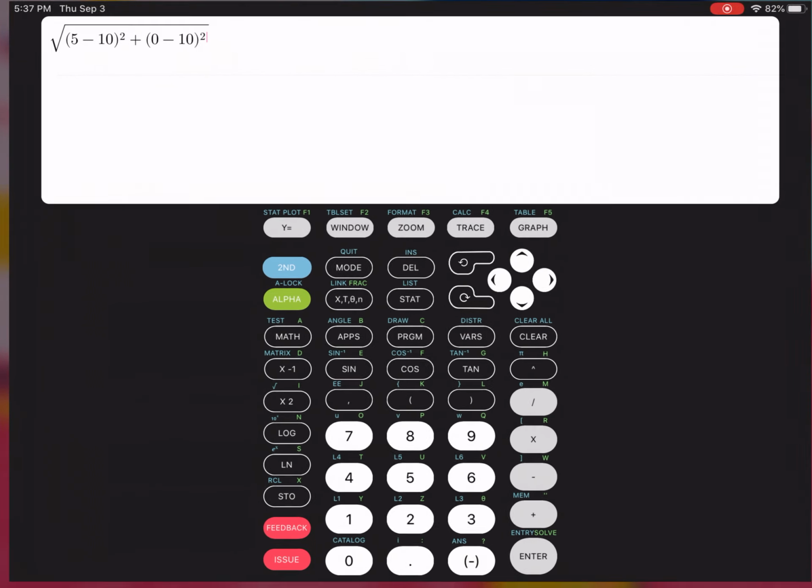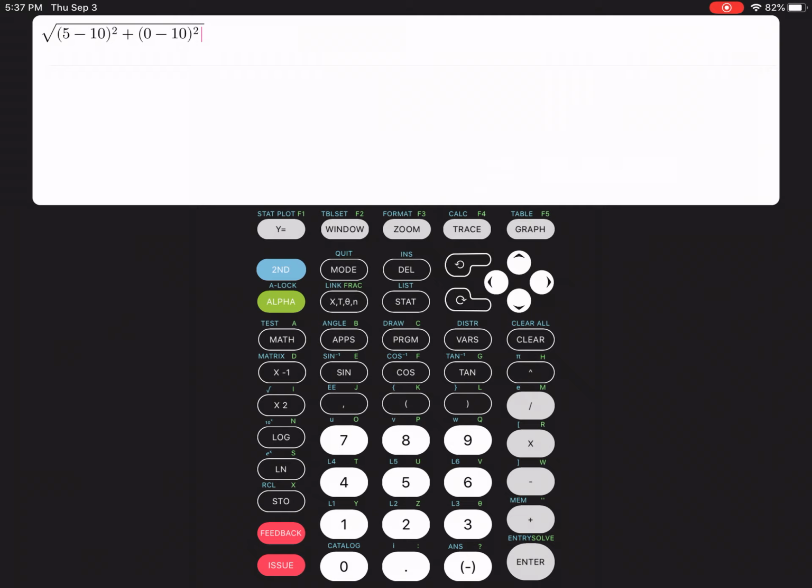Nope. Good thing I checked because I did this one backwards. This one should be 10 minus 0 squared, and hit enter. So I'm going to round that to the nearest hundredths.